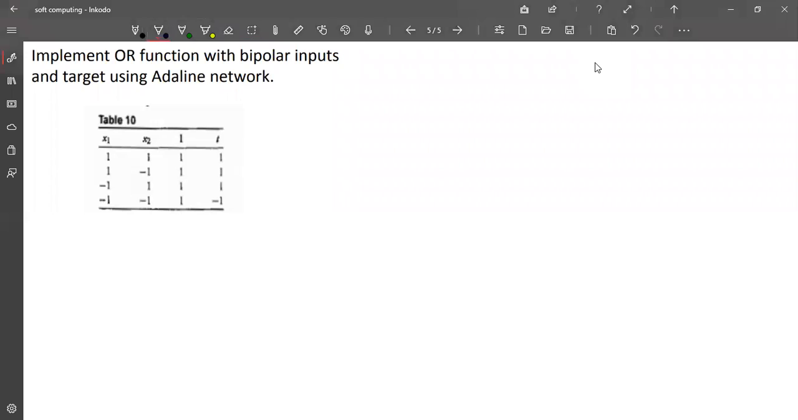and given bipolar inputs. So first, what we need to find is initial weights. Here, no initial weights were given. So we have to assume initial weights 0.1. So W1 is equal to 0.1. W2 is equal to 0.1. And bias is equal to 0.1. And learning rate is also not given. So by default, we are going to use 0.1.